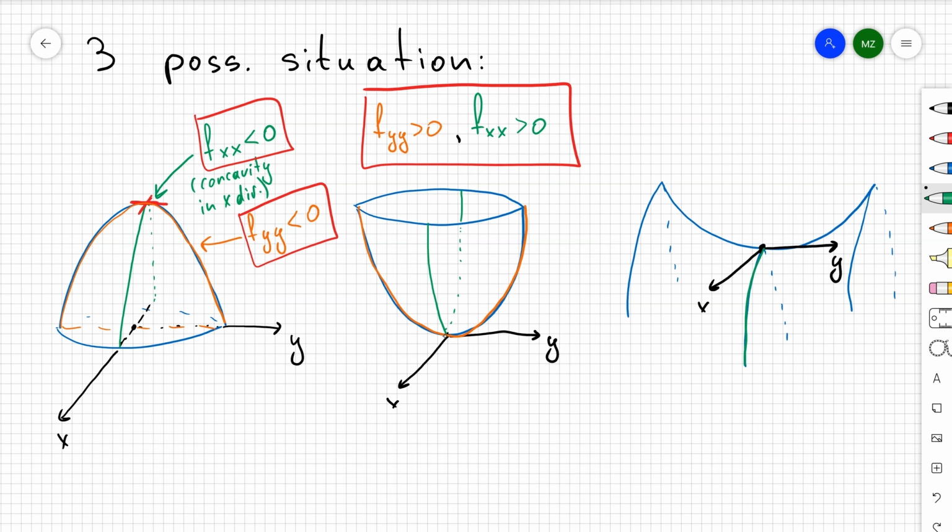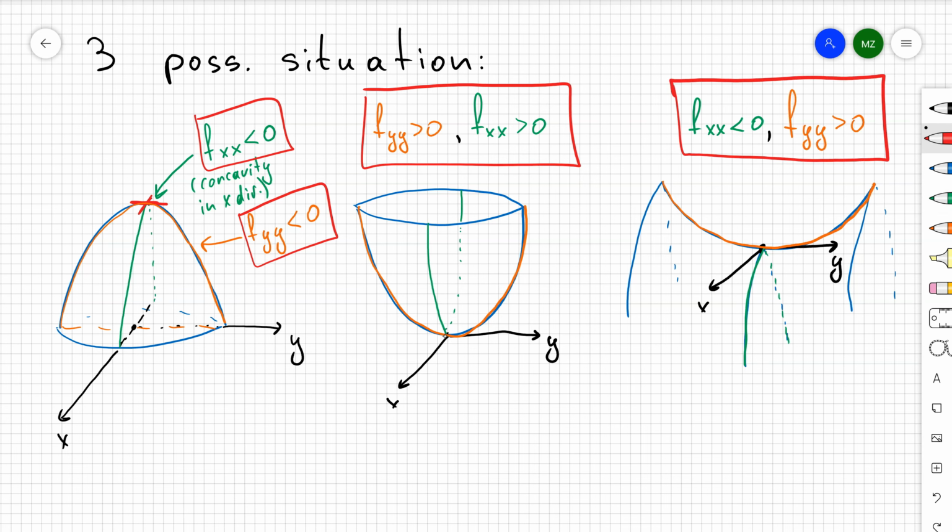This green section in this case is going to be negative, as our parabola is going to point down, but the concavity of the orange section is going to be positive, as our orange section is going to point up. And then let's just do something interesting.